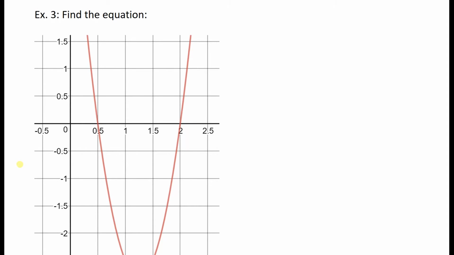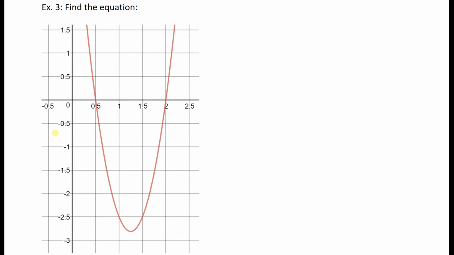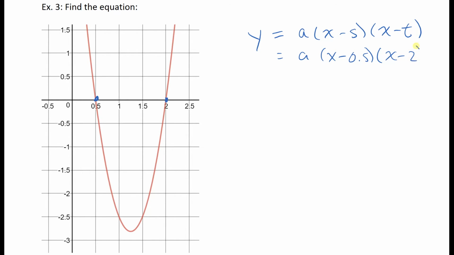Now let's find the equation given the graph. So we need to identify some of the important values. So here we have an x-intercept of 0.5 and an x-intercept of 2. The form of the equation looks like this: x minus s, x minus t, where s and t are the x-intercepts. So that means we have a times x minus our first x-intercept of 0.5 and x minus our second intercept of 2. We would like to find a.